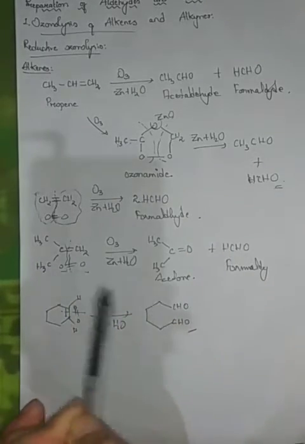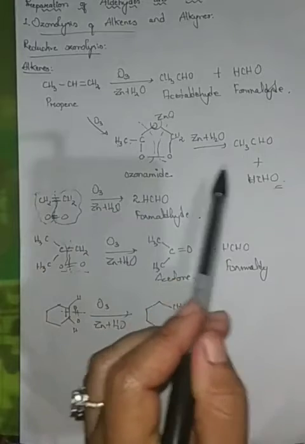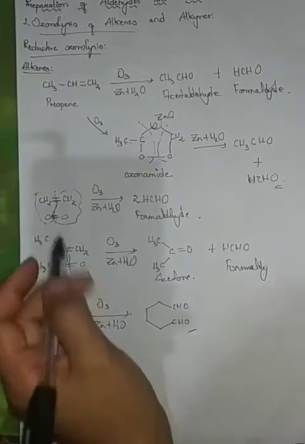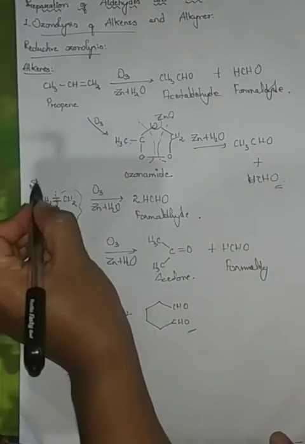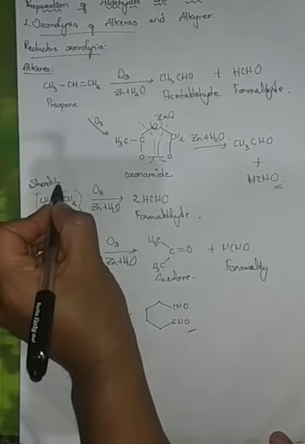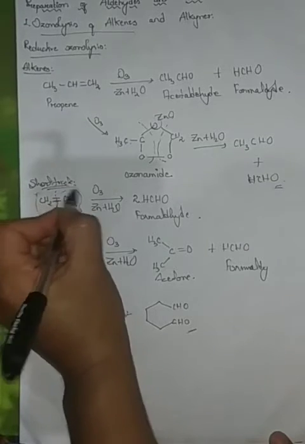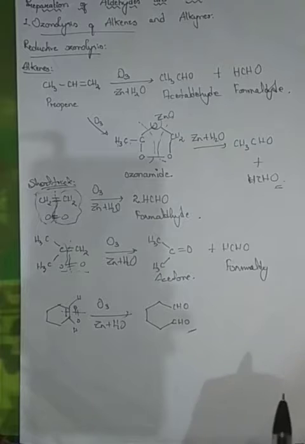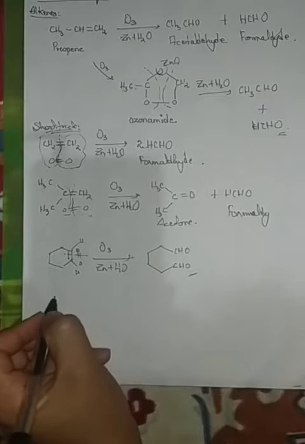Even if you do all these reactions using the same mechanism as this, the product would be the same, and therefore this breakage of the bond is a short trick method that I used to study and remember the reductive ozonolysis of alkenes. Now let's check out the reductive ozonolysis of alkynes.